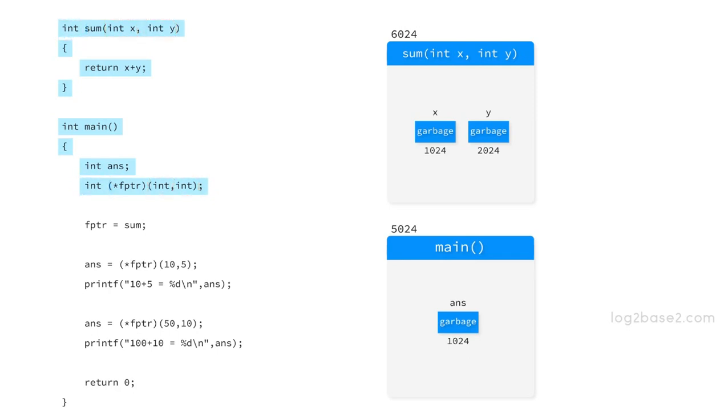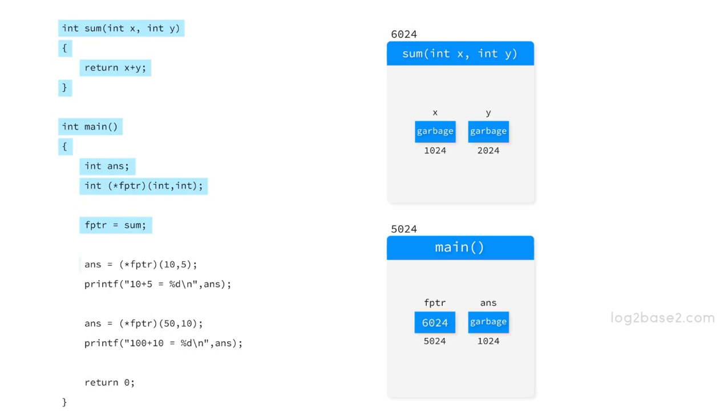So we need to specify that in the declaration of the function pointer. We write like this: int star fptr within parentheses, and int, int also in parentheses. Now we assign the function address to fptr simply by writing the function name sum. So 6024 is assigned to fptr.